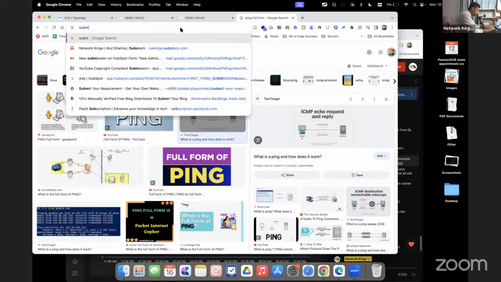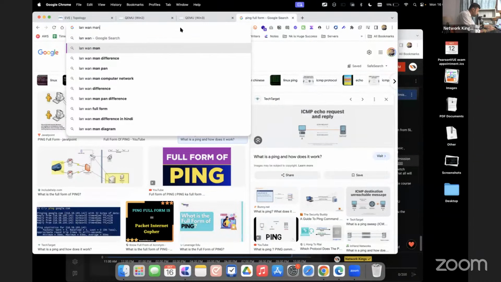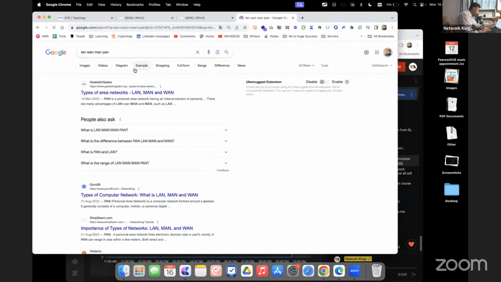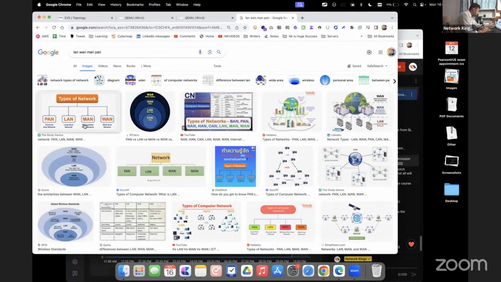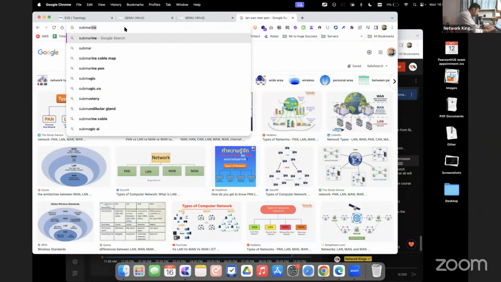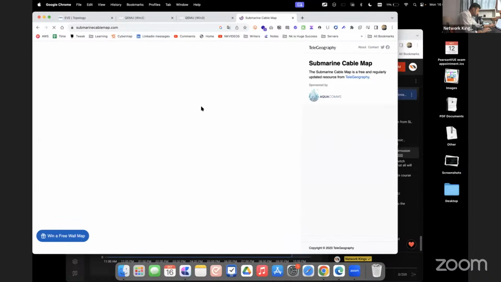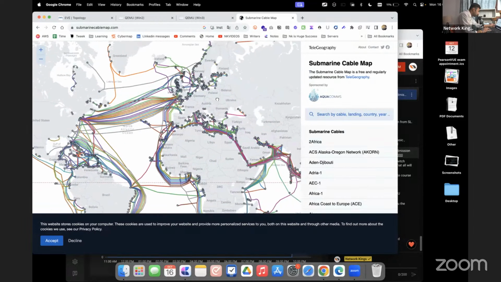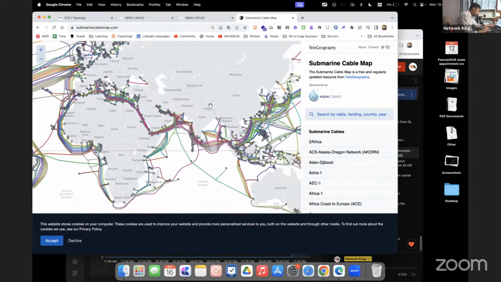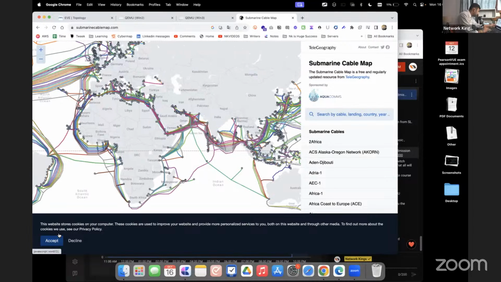So how big can a network be? First of all, we have LAN networks, WAN networks, right? And in book language you get PAN, MAN, a lot of networks. It could be a small network, it could be a big network, but the biggest network on the planet right now is the submarine cable map. The biggest network in the world is submarine cables, which are undersea fiber cables. This is all over the world. Not even a single country is without internet nowadays, all the countries have internet now.